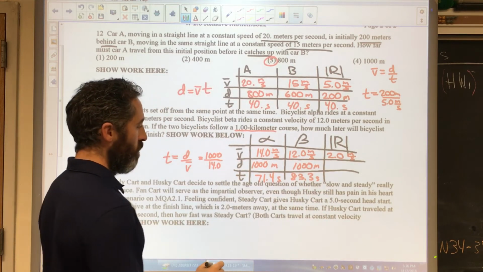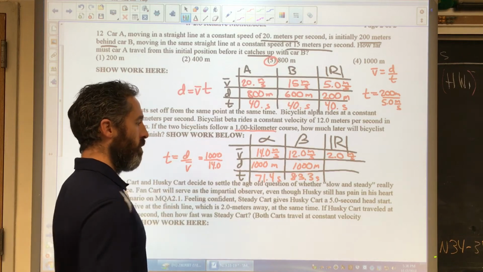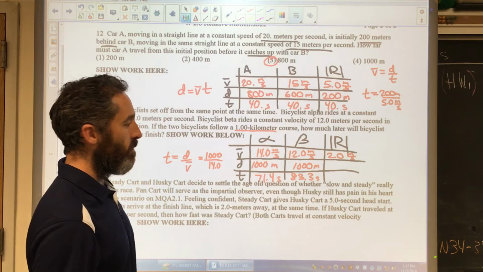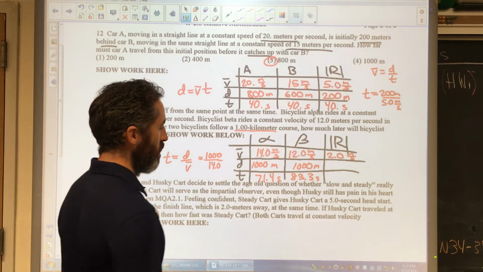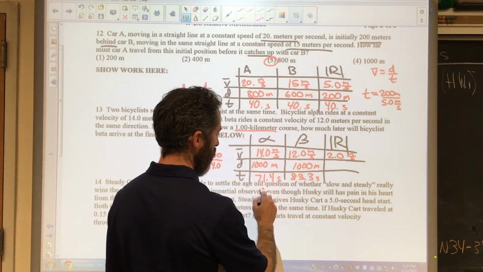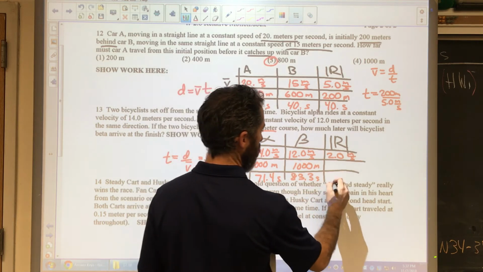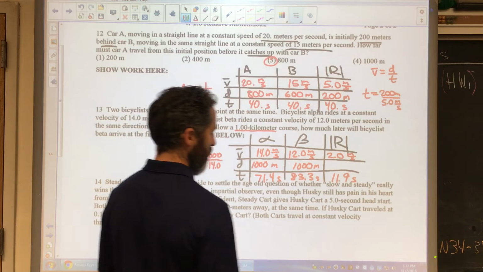Okay. And so if it takes this one 71.4, it takes this one 83.3, well, how much later will it arrive? What's the relative times between them? You're just doing a quick subtraction over here. And so the relative times from 83 to 71 is about 12, but we lose a 1 there. You're talking about 11.9 seconds. There's your answer.